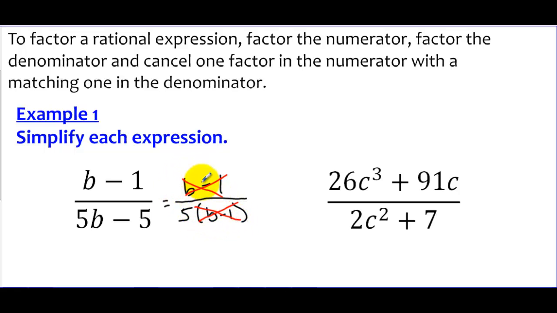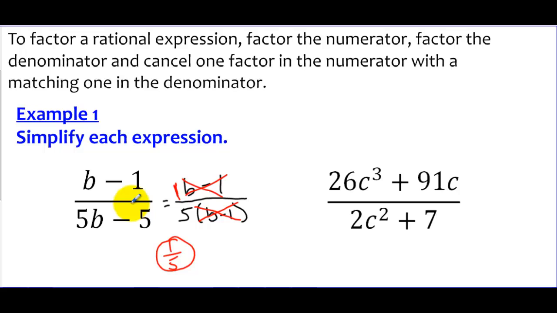Okay, so you're probably wondering, well, there's nothing on top. What's the correct answer? Some people might say it's 5. But remember, 5 is in the denominator, so it's really a 1 up here, 1 over 5. I'd say this simplifies down to 1 over 5, and that would be the simplified version of this expression.